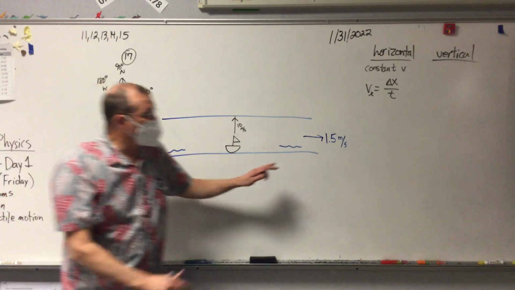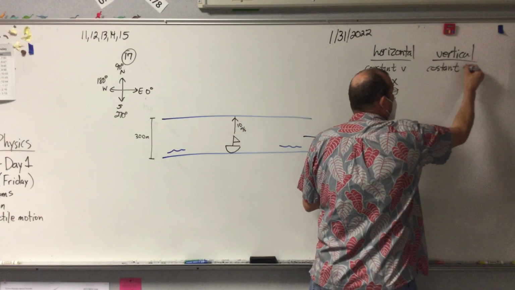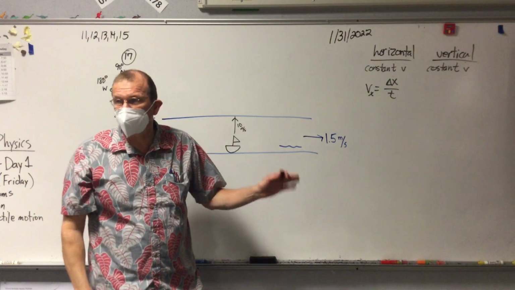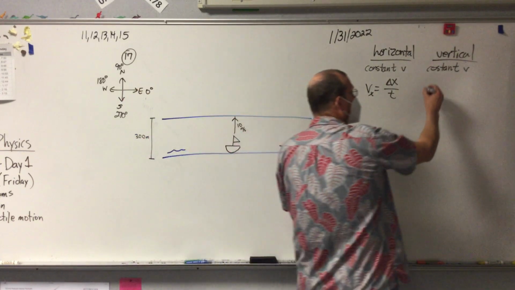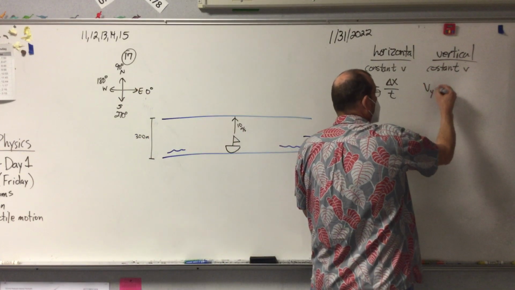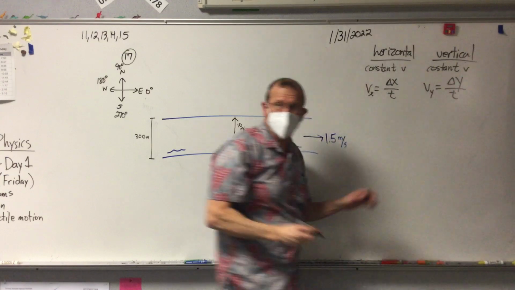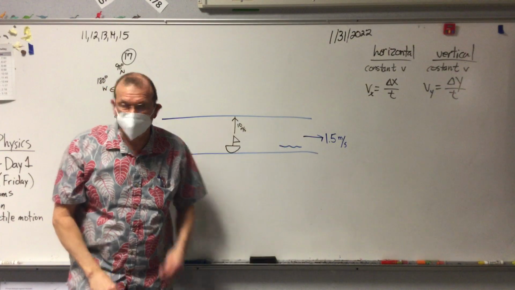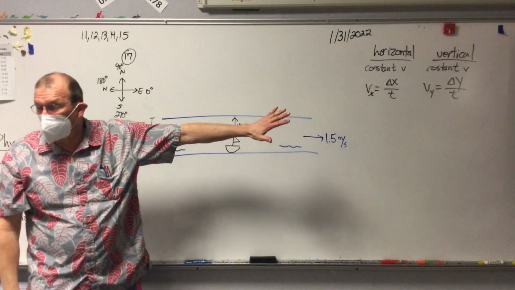So in this particular problem, we also have constant velocity in the vertical dimension. So what is our equation for the vertical dimension? V sub y is delta y over t. Very good. So instead of delta x, we use delta y, and that isolates only movement that's in the vertical dimension. Okay, now that is important.